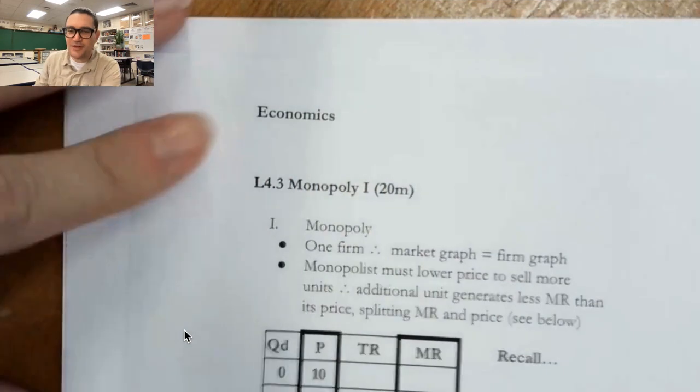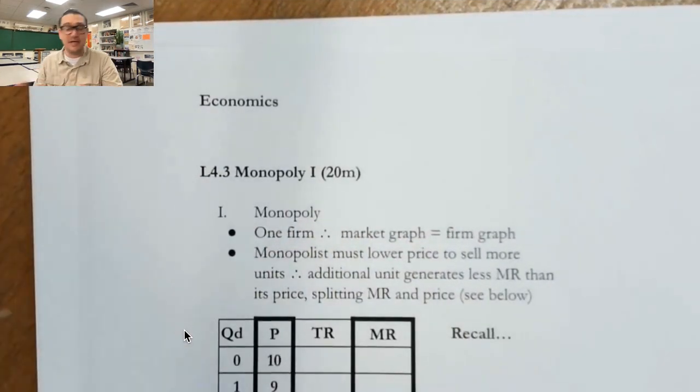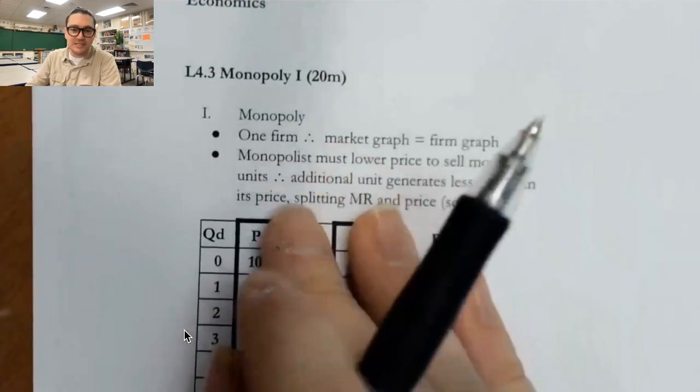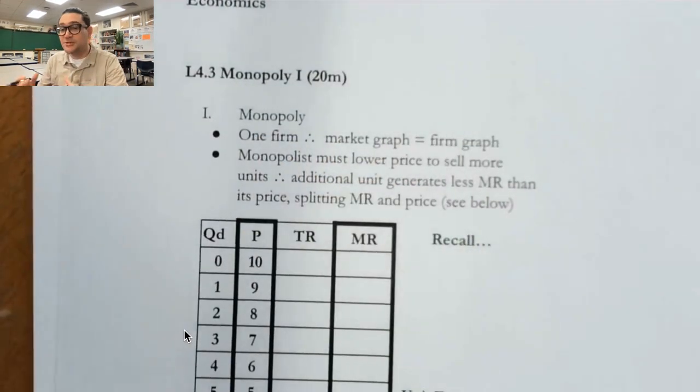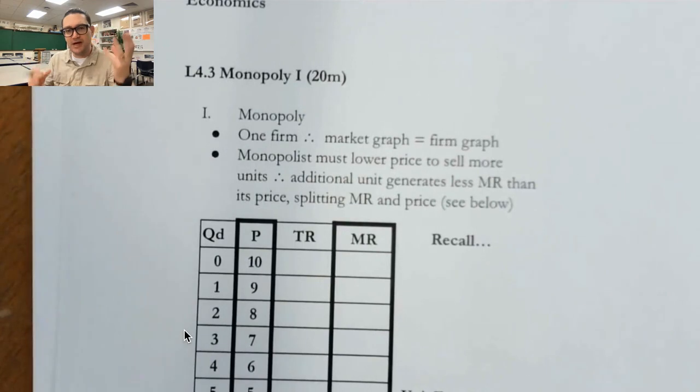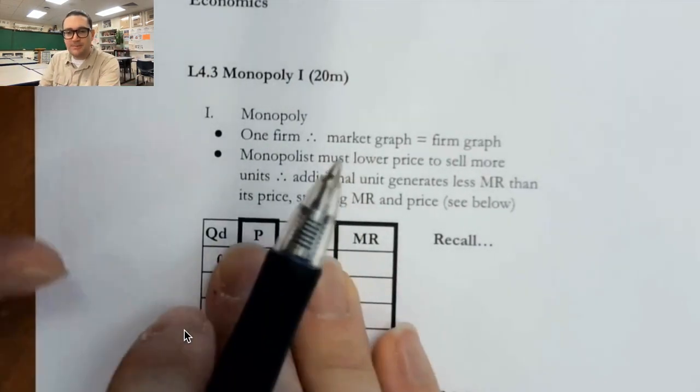Well, hi there. So in this video, we're going to be introducing the second market structure, which is monopoly. So let's get started. First, obviously, a monopoly, one firm. So there's actually only going to be one graph. The market graph and the firm graph are the same. Great. Woohoo.